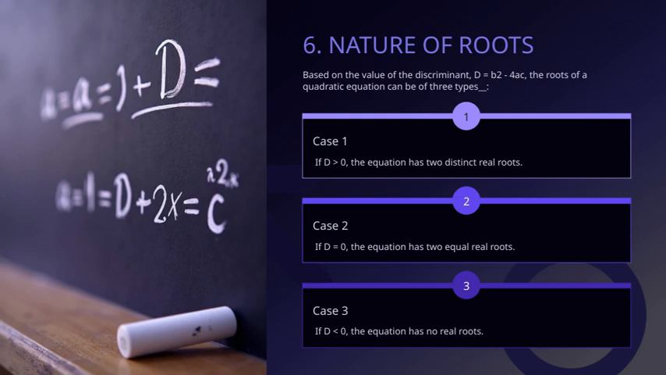Next, if D equals 0, the equation has two equal real roots. Sometimes we call these repeated roots because they are the same, indicating the parabola touches the x-axis at a single point. Finally, if D is greater than 0, then the quadratic has two distinct real roots. These are two different solutions, and the parabola crosses the x-axis at 2 points.